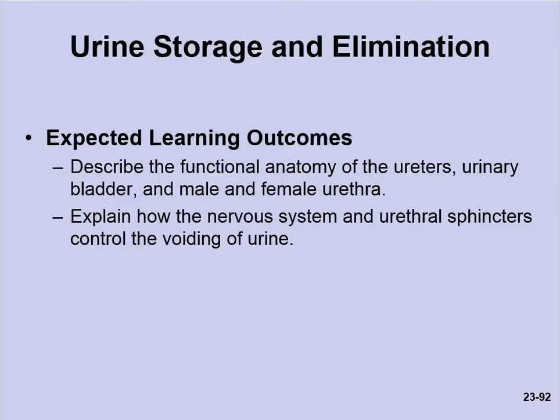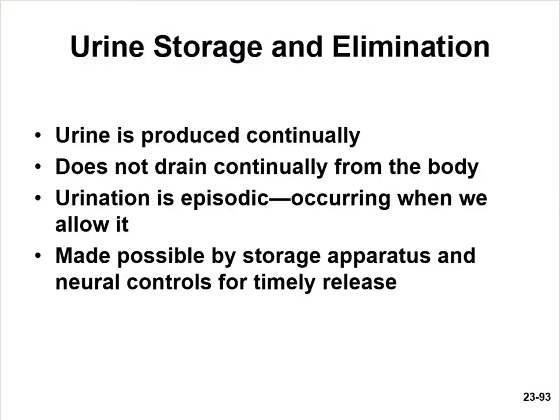In this section, we'll look at urine storage and elimination. We should be able to describe the functional anatomy of the ureters, the urinary bladder, and the male and female urethra, to explain how the nervous system and the urethral sphincters control the voiding of urine, which is actually a lot like what we learned in the digestive system with defecation. Urine is produced continually, but obviously doesn't just drain out continually. We're able to store it. So urination is episodic, occurring when we are ready, when we allow it.